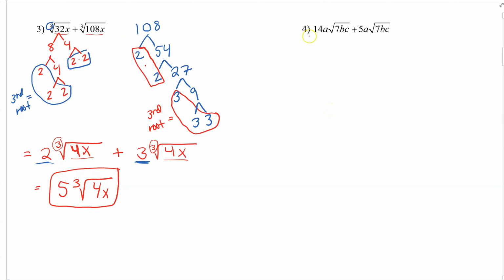And then lastly, we've got example 4 with square roots again that look like they already match, right? I've got a square root of 7bc and then another square root of 7bc. So I can go ahead and combine those as long as these are also like terms, right? There's an a out in front. And so since those are also the same, right, we've got to make sure our variables and our indexes and our radicands all match, which they do. So I can go ahead and add the 14 together with the 5 and get 19a times the square root of 7bc.